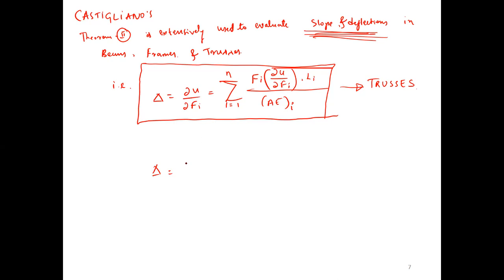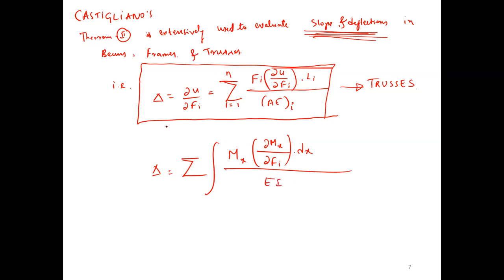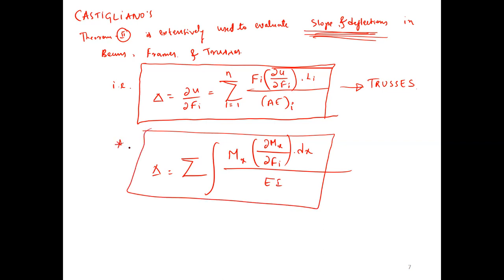Next, for beam. Delta equals dou u by dou Fi, which is equal to the sigma integral of Mx. Here, you differentiate Mx with respect to force Fi, dou Mx by dou Fi, into dx divided by EI. This is also very, very important. This is for beams and trusses.